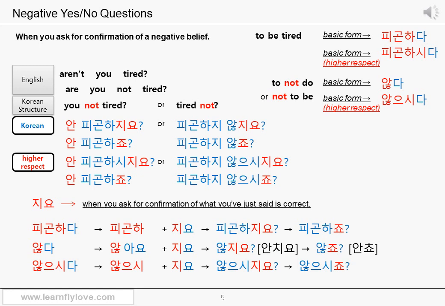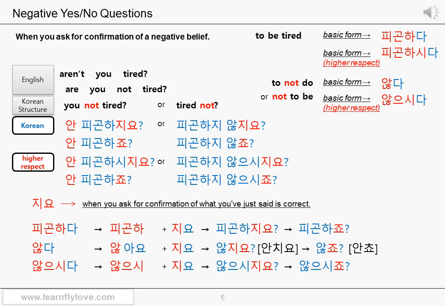Again, when the speaker asks a question in a negative form with the ending 지요, the speaker is asking for confirmation of a negative belief. And when the speaker asks a question in a positive form with the ending 지요, the speaker is asking for confirmation of a positive belief. Are we repeating the same thing over and over again? It's for your sake. Let's build a firm fundamental at level 1 together. Okay then, let's take a look at the English sentence. Aren't you tired? Or, are you not tired?